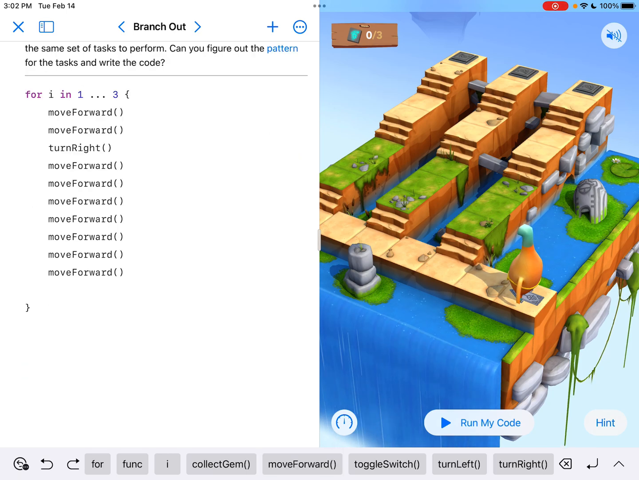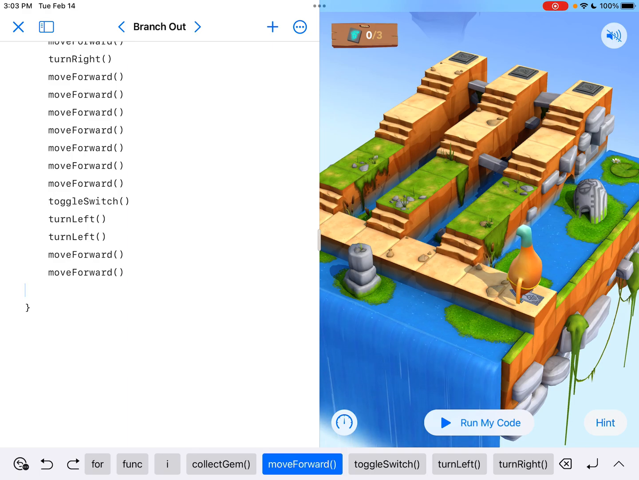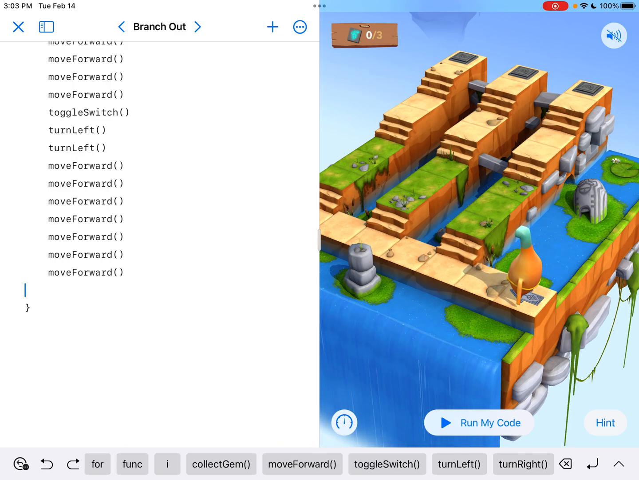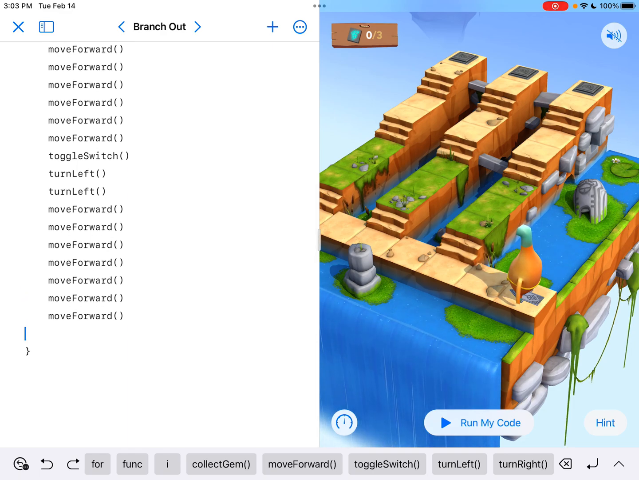And then that's a switch, so we want to toggle the switch. Then I'm going to have to turn around, so turn around, which would be two left-hand turns or two right-hand turns. And then I have to come back. Now, here's the thing. There's a bunch of spaces, and I easily could have set up a function and said, move forward if there's nothing there. I could have set up a function or a little conditional code, which we will get to, and that's a little ahead of the game.